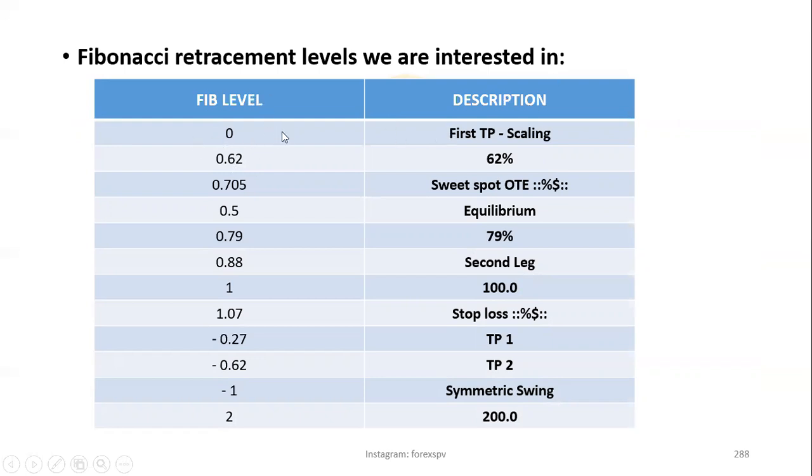And with the description, the 0 level is our first TP or area for scaling in. The 0.62 is 62%, and 0.705 is 70.5%, which is the sweet spot optimal trade entry. We have the middle level, which is the 50% level, which is our equilibrium level. We have the 79% level. We have the 88% level as our second leg. So our second leg usually is from 80 to 88% level. And we have the 100 level, 107, which is the stop loss area, TP1, TP2, symmetric swing, and the 200 level.